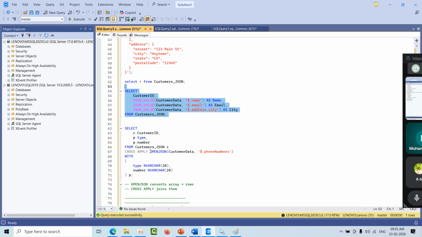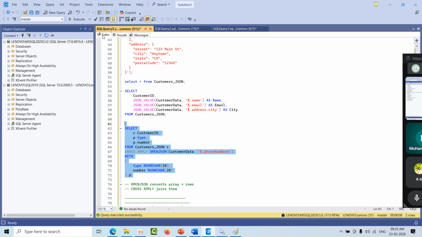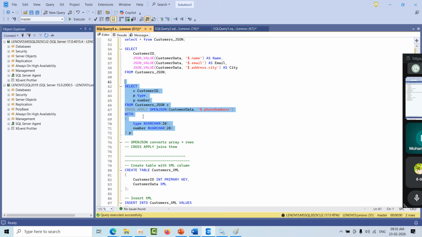And if you see this one, for the customer ID only, I have two mobile numbers. One is for home, one is for work. So this is how we can use the OPENJSON function to retrieve the data. OPENJSON converts the arrays to rows and CROSS APPLY joins them.